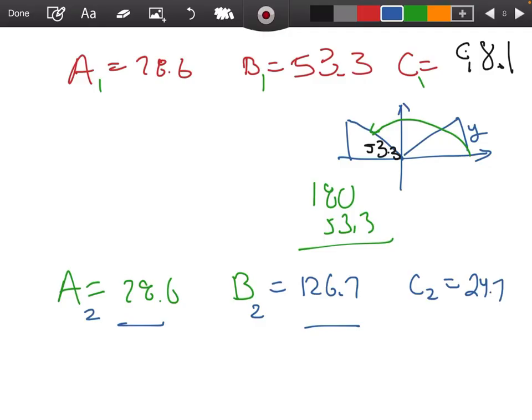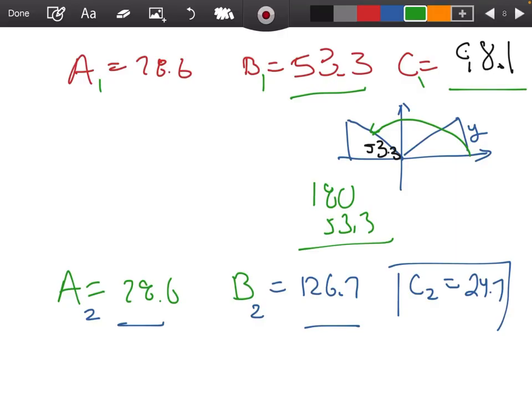So y'all, first thing I'm going to do, I'm going to enter in these 53.3 and 28.6, and then I will enter in the 126.7 and the 24.7, okay? Let me make sure I'm doing that right. Just going to do a quick calculation here, y'all. Let's see, 180 minus 53.3 is 126.7 plus 28.6, that's 180 minus, yes, okay, we should be good.